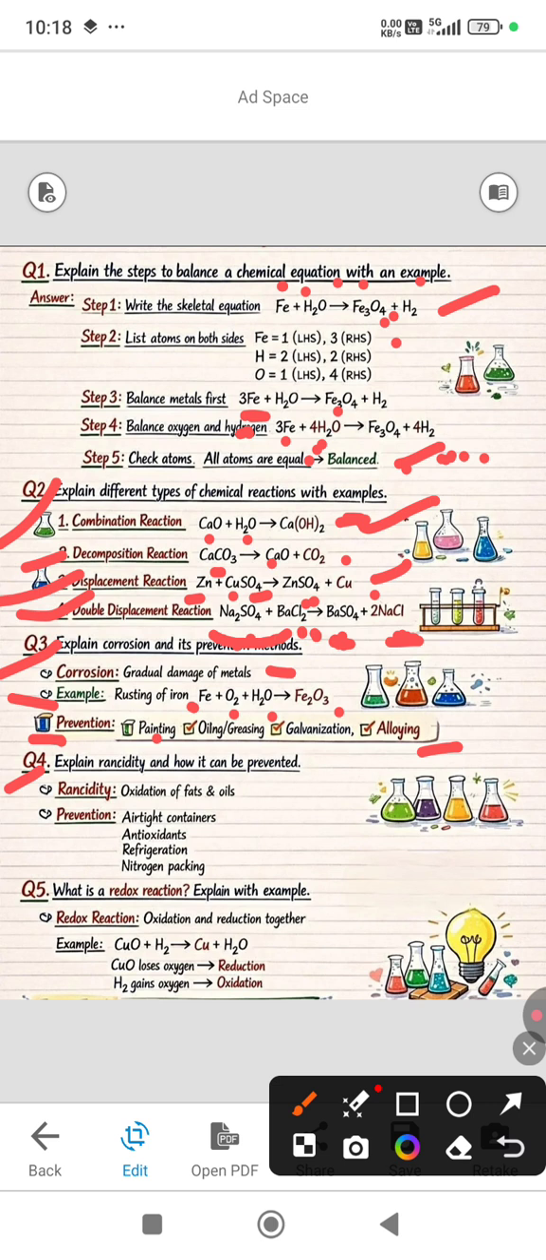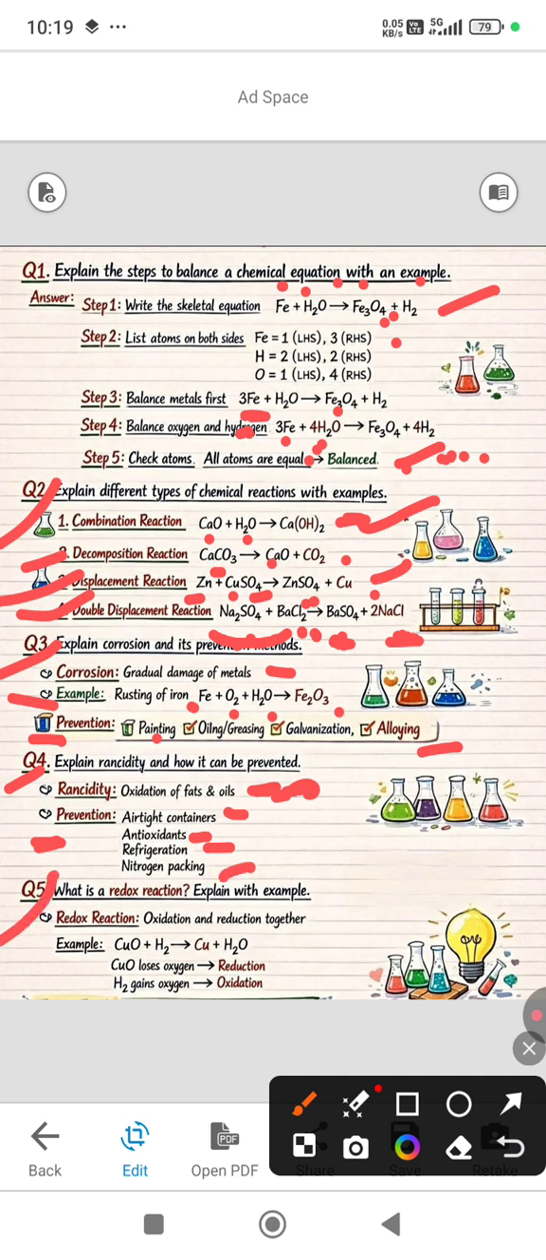Question number 4, explain rancidity and how it can be prevented. Rancidity. Oxidation of fat and oil is known as rancidity. Food gets spoiled due to rancidity. Prevention. How can we prevent it? We can prevent it by airtight containers, antioxidants, refrigeration and nitrogen packing.